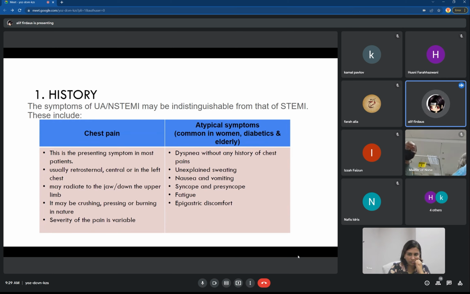But we also have to be familiar with the atypical symptoms, which are common in women, diabetics, or elderly patients. They might not come with typical chest pain. They might present with dyspnea, or unexplained sweating, nausea, vomiting, or syncope. Also, they might come with gastric discomfort.